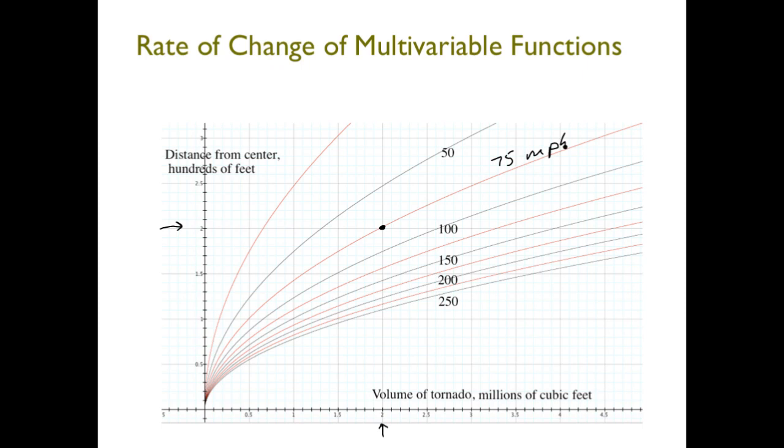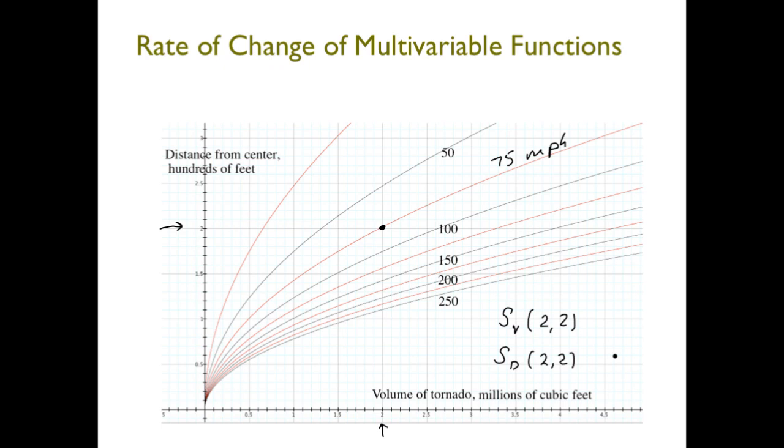And now let's find the partials. So this is wind speed, so we'll call it S. S sub V of 2 comma 2, and S sub D of 2 comma 2. So this is similar to a table, but now you're estimating values off the graph.